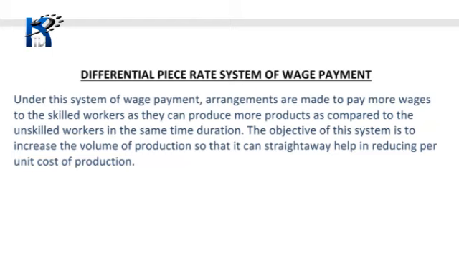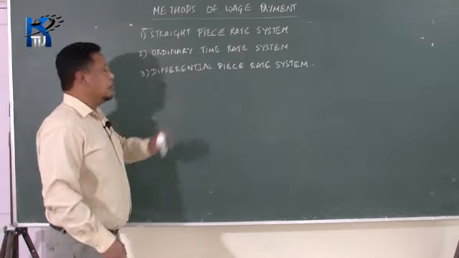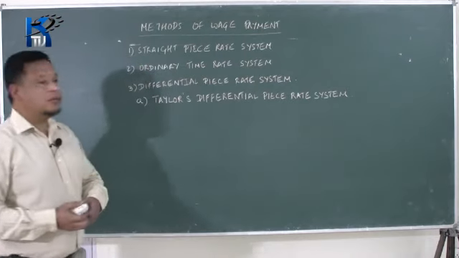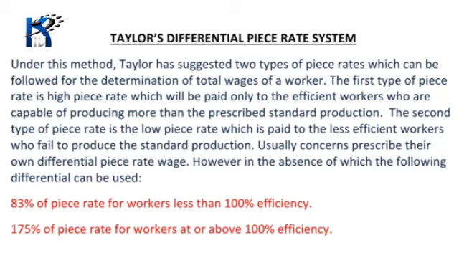The main objective of this system is to encourage the efficient workers to increase the volume of production so that, on a large scale, it helps in reducing the per unit cost of production. So under this method, first is Taylor's differential piece rate system. Under this system, Taylor has advocated two wage rates for two different levels of workers.